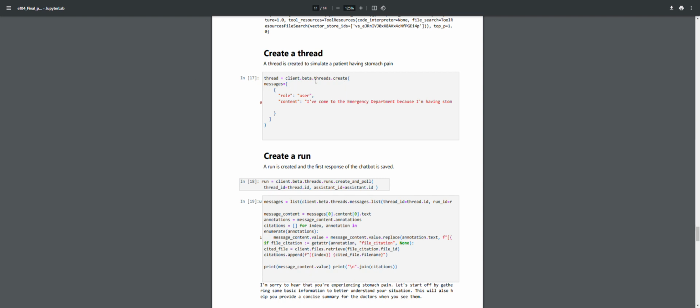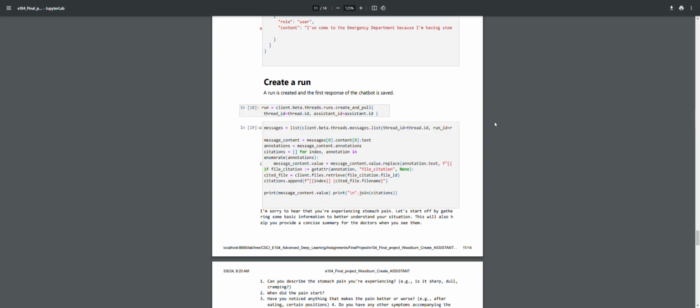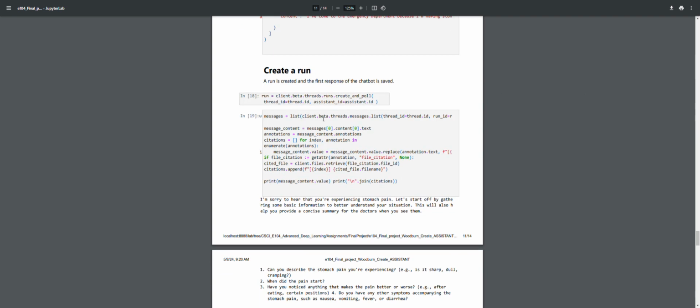And here I actually don't yet define the assistant that I'm seeking to get responses from. But I've simulated here a patient or a user who says, I've come to the emergency department because I'm having stomach pain. From that point, a run is created, which is a sort of message and response of the system.